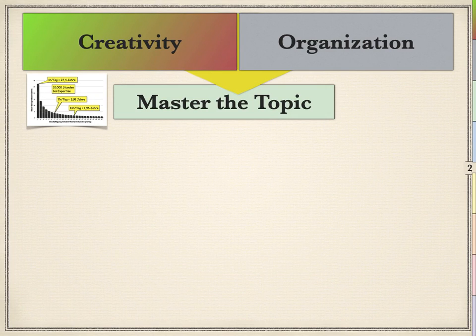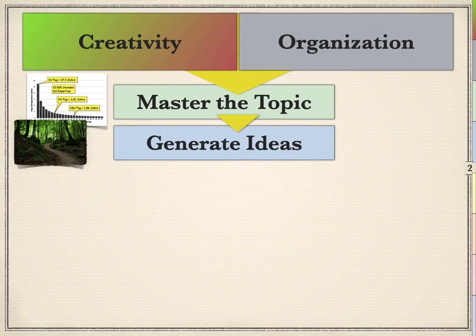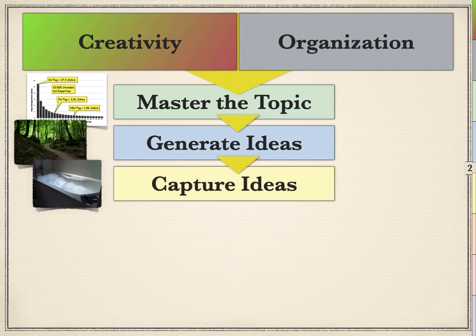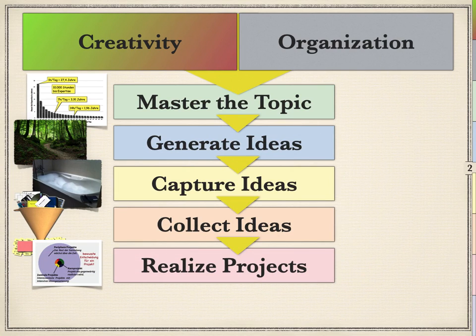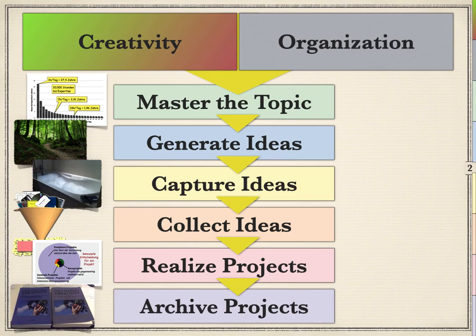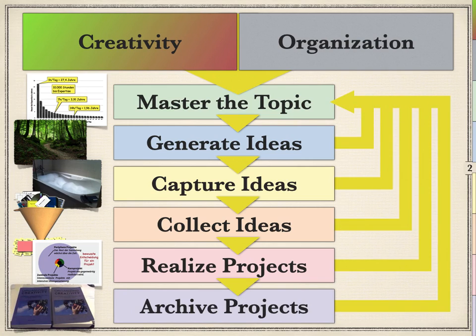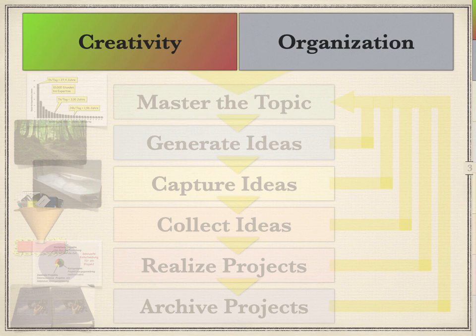First one is master the topic. Then we look at generate ideas, capture ideas, collect ideas, realize projects, and archive projects. And the nice thing is that each of these steps play back to master the topic. So when you occupy yourself with a creative project, generate ideas, capture ideas, collect them, realize the projects, etc., you also get better in your topic. But first, let's look at creativity and organization.